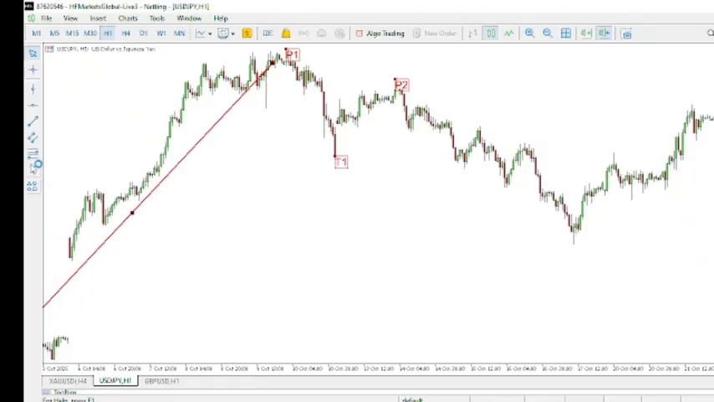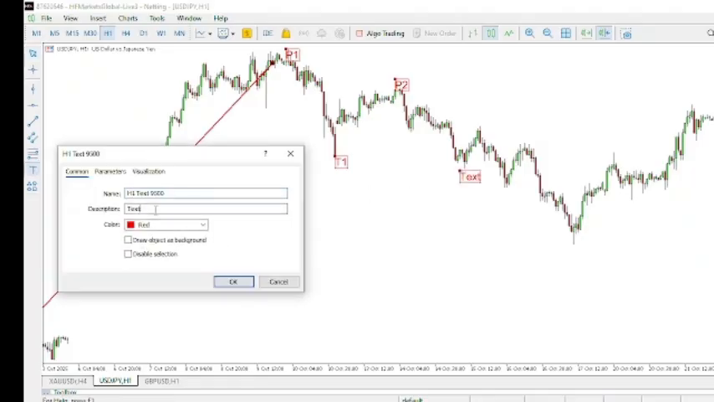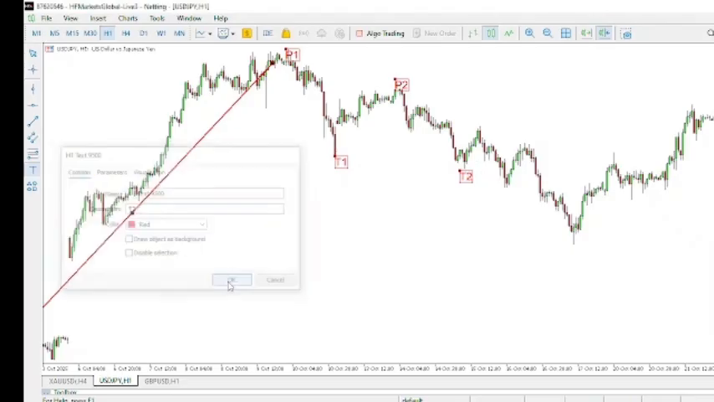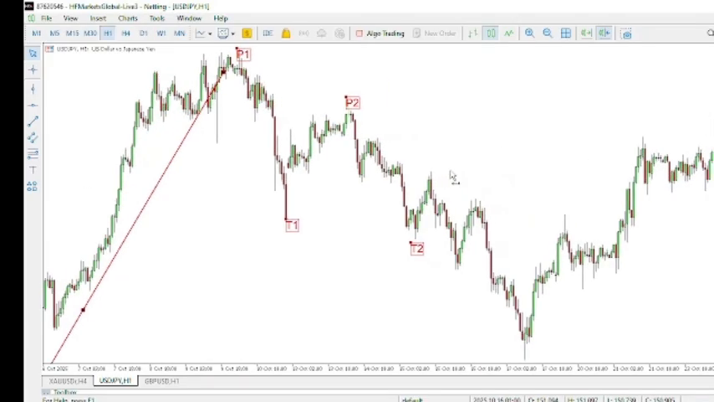Then here now, I'll be having my T2 because it is lower than T1. This is my T2. So I have P1, T1, P2, T2 because it's lower than T2. Here, this theory says that from here now, I can begin to sell from here.